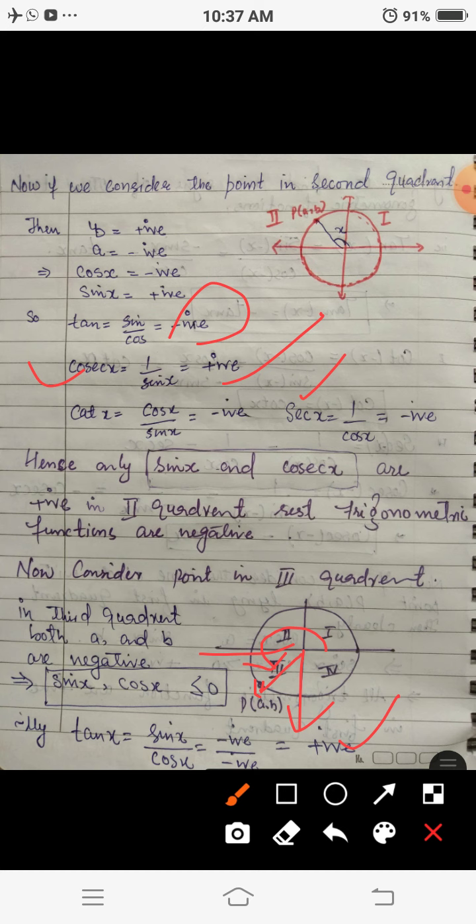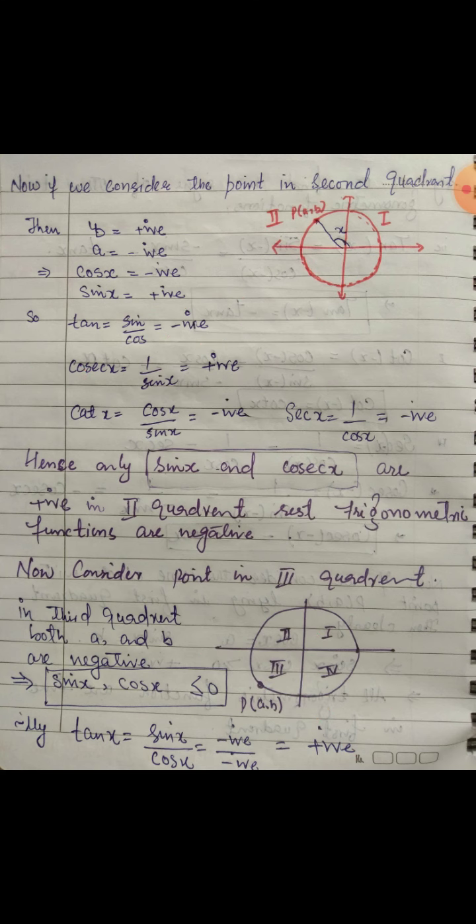When tan is positive, cot is positive, because cot equals cos upon sin. While the remaining two, sec and cosec, are negative, because sec is 1 by cos and cosec is 1 by sin. When cos is negative, 1 by cos is negative. When sin is negative, 1 upon sin is negative. So this means that in the third quadrant, only tan and cot are positive, while the remaining 4 are negative in this quadrant.